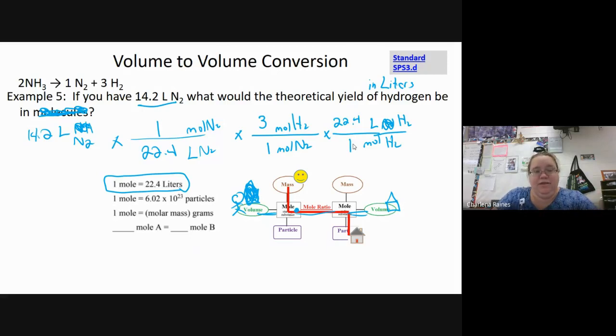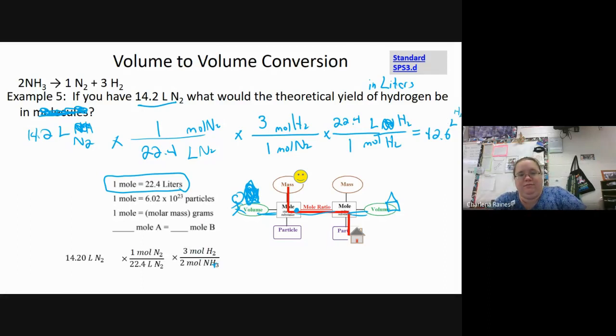So, handy dandy calculator: 14.2 divided by 22.4 times 3 times 22.4. I'm not using my fraction button. Assuming I did the math correctly, I get, dang it, 42.6. 42.6 liters of hydrogen. It's got its number, its unit, and its chemical formula.